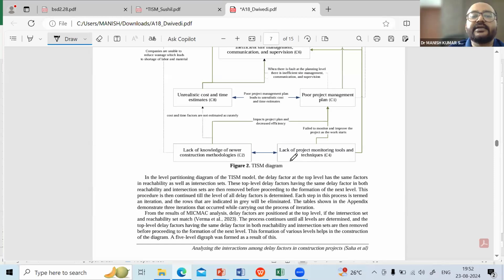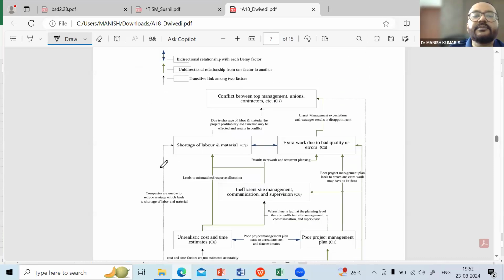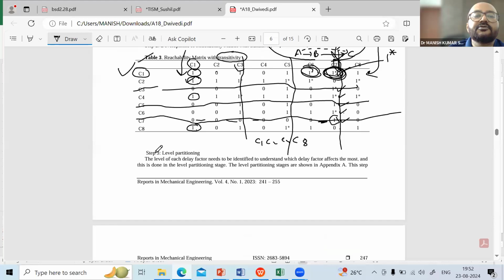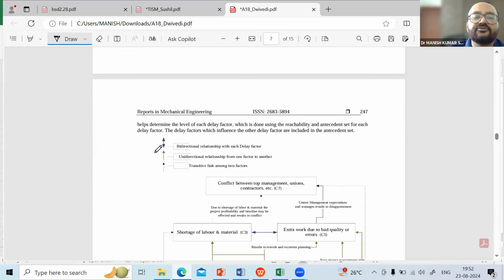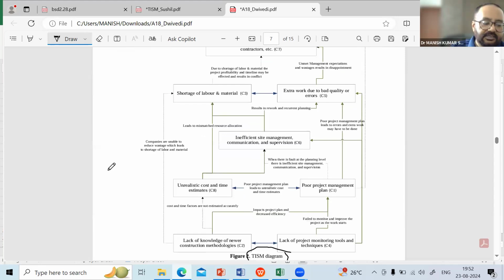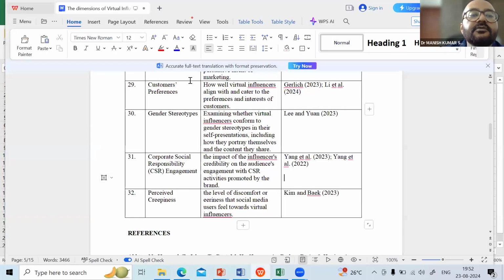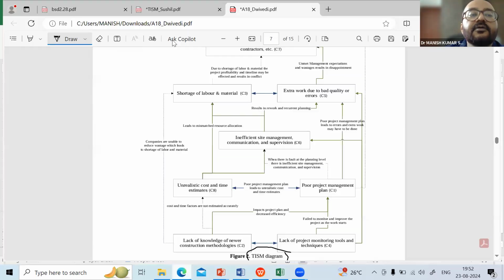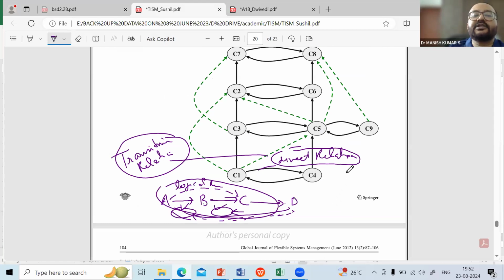So this is a TISM diagram. When we get the digraph, this is actually one step before this. This is the second stage of TISM. For the first stage, we have to prepare it. I'll just tell you how to do it because it is not there. Here you only have to prepare some digraph. So digraph means, yeah, this kind of model.